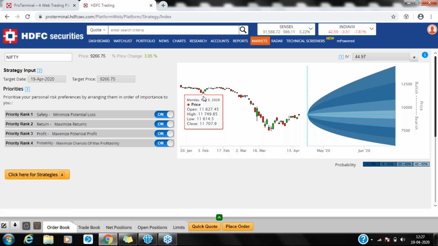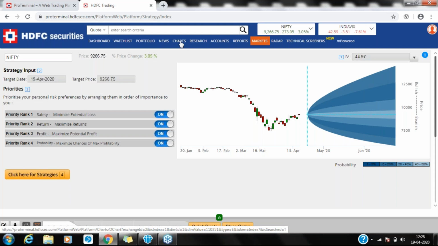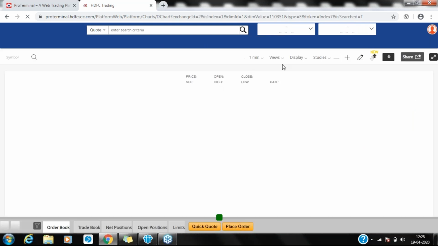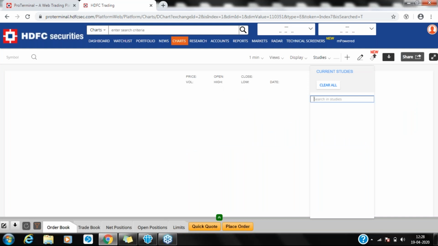Mr. Prashant has a question. Are there any technical indicators in the chart of the Pro Terminal? Yeah, Mr. Prashant, you can see this chart button just on the left hand side of research. Once you click on the chart button, the chart will open up, and you can use all the technical indicators that are required in the same.